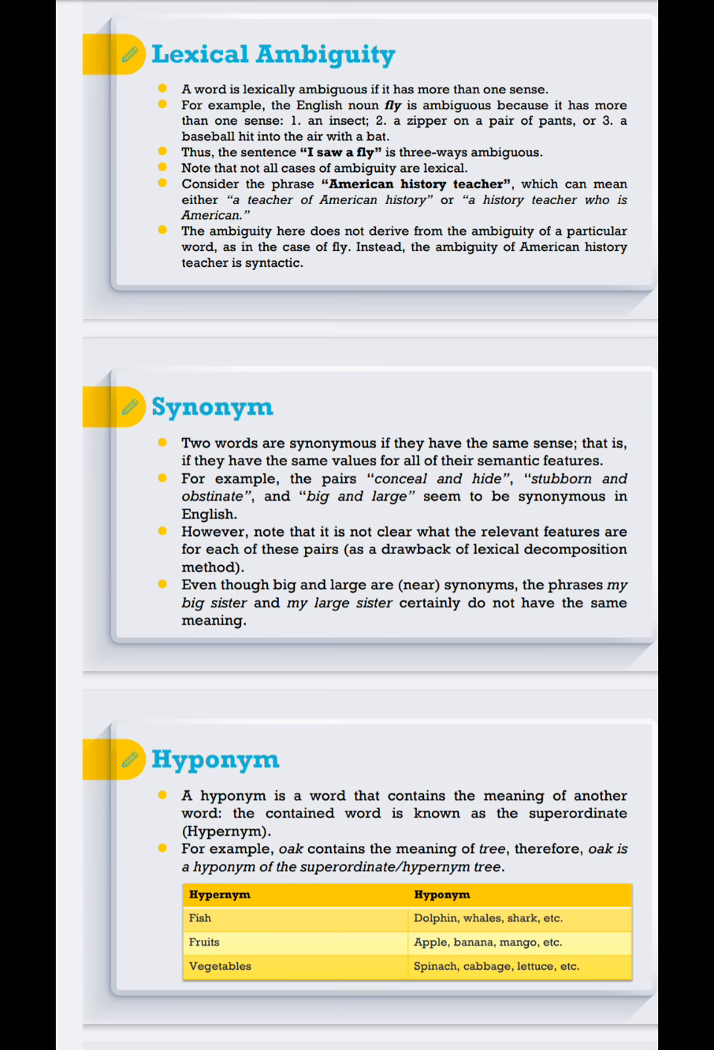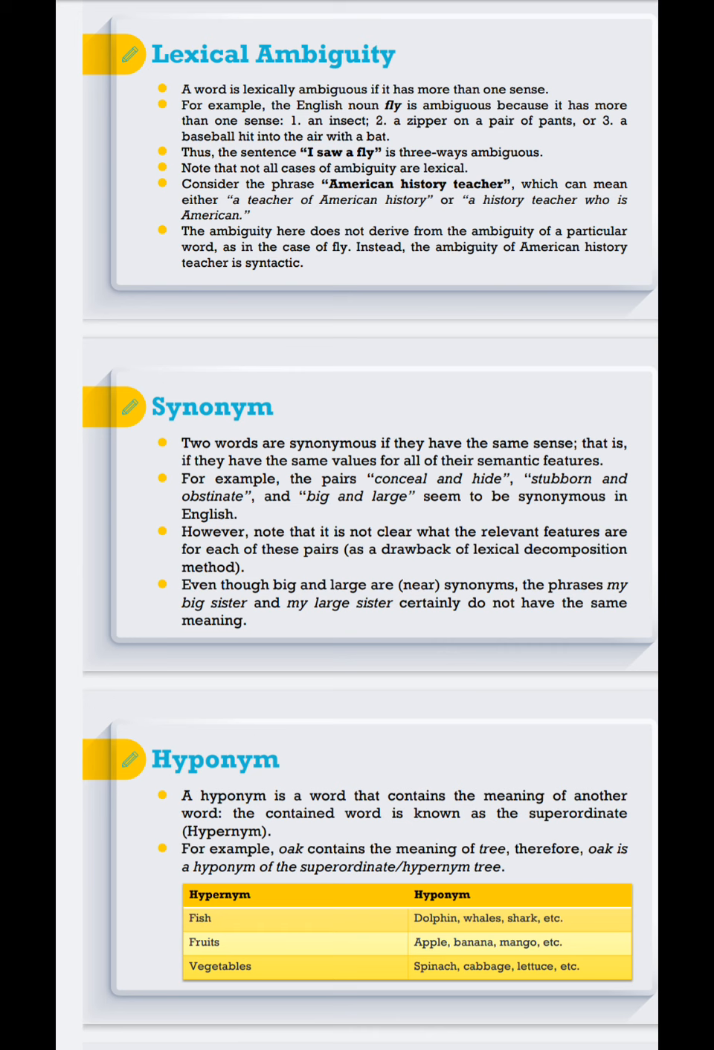Note that not all cases of ambiguity are lexical. Consider the phrase American history teacher, which can mean either a teacher of American history or a history teacher who is American. The ambiguity here doesn't derive from the ambiguity of a particular word as in the case of fly. Instead, the ambiguity of American history teacher is syntactic.